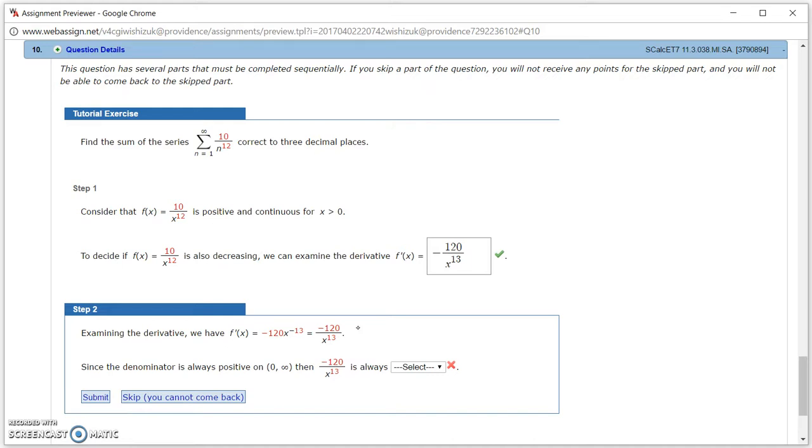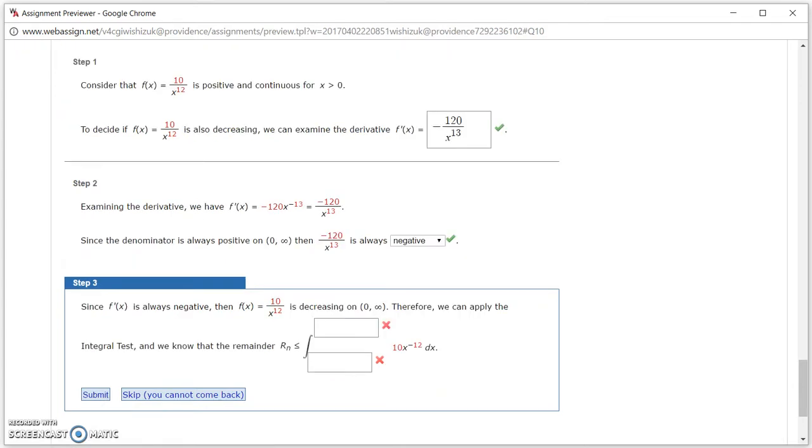And step 2. Let's examine the derivative. Since the denominator is always positive on the interval from 0 to infinity, this guy is always negative. All right, let's submit. Looks like we got step 2 correctly. Let's look at step 3. The first derivative is always negative, which means that the original function is decreasing on the positive real numbers. Therefore, we can apply the integral test.